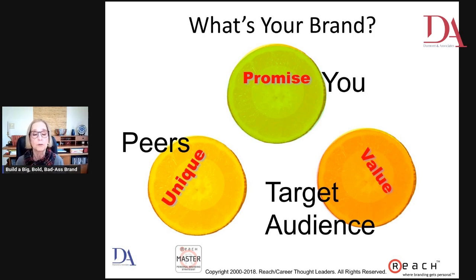Now, it's also a promise because it's authentically you, and it's what you always deliver. You are always the same person. And finally, it's a value because it's a value to your target audience. And if you take nothing else away from this today, take that you need to know what is valuable to your target audience. And what is valuable to them is what is relevant to their challenges and their promises. The things that are keeping them up at night are the things that make it of value.